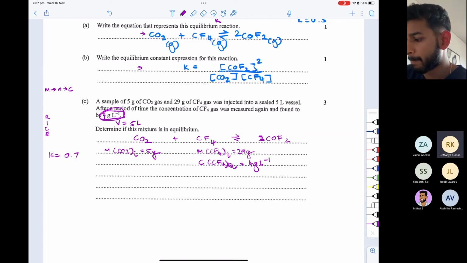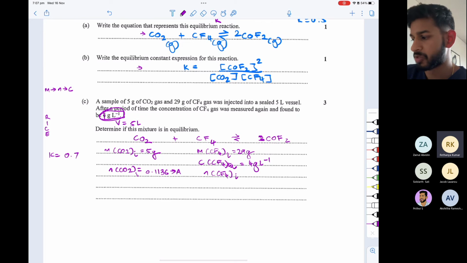Convert the masses to moles. Good. So n of CO2, n of CF4. These are the initial number of moles. So what did you get, Brittany, for initial number of moles? For CO2 was 0.11361, and then it just continues. So I stored it as A. Good. Keep going. And then CF4 was 0.32950. Yep, store it as B. Very good. What do I do now?